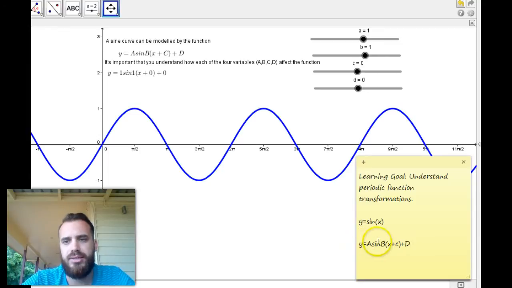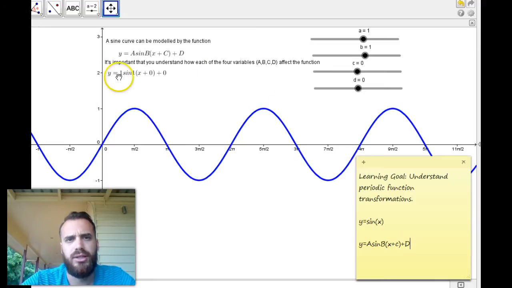Now, a, b, c, and d are all constants. They're all numbers of some sort. In this function here, y equals just sine x, the a value is actually 1, and the b value is actually 1 as well. The c value and the d value are 0 and 0. You can see that up here, y equals 1 sine(1x + 0) + 0. That's our function here right now. What we're going to do is change that function in a number of different ways.